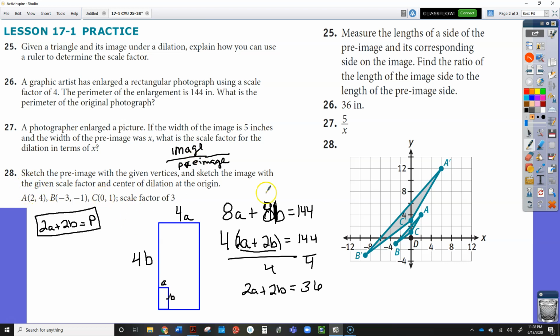Sketch this. They did that over here, ABC. The center of dilation is at the origin, so that's super simple. You just say 2 times 3, 4 times 3. That is 2 times 3 is 6, 4 times 3 is 12. So go to 6, 12, and there's your new point. And you do that for all the other ones.